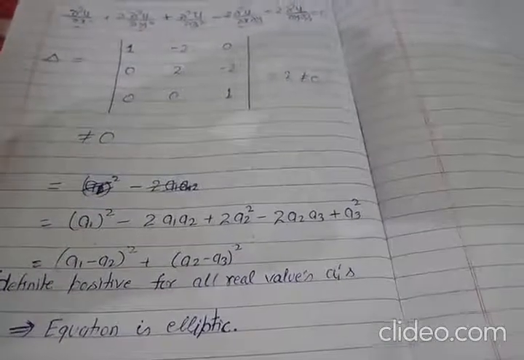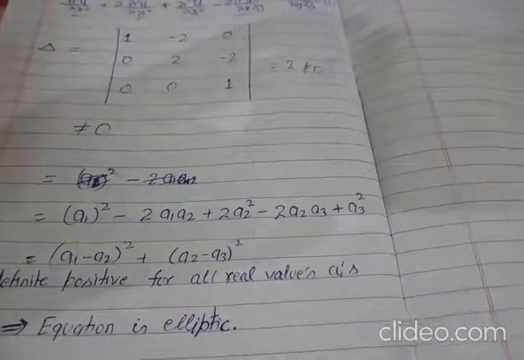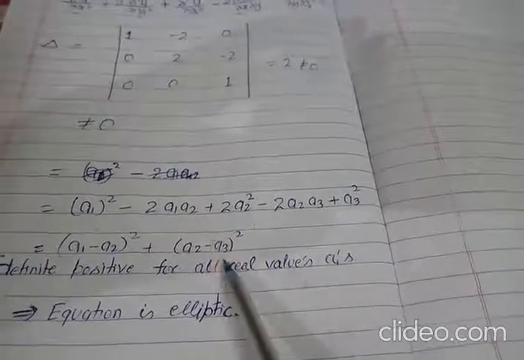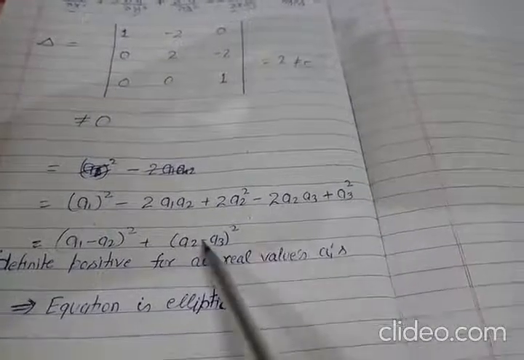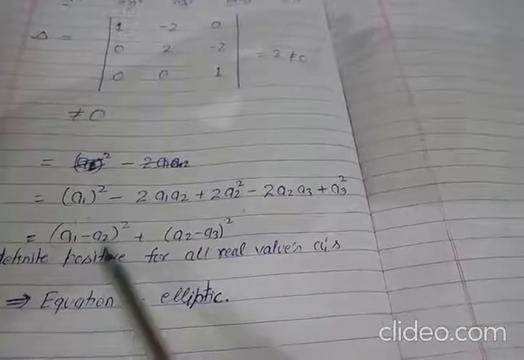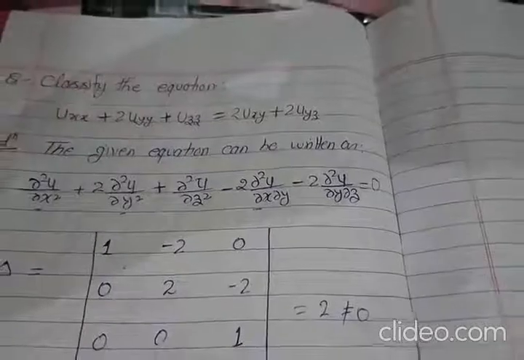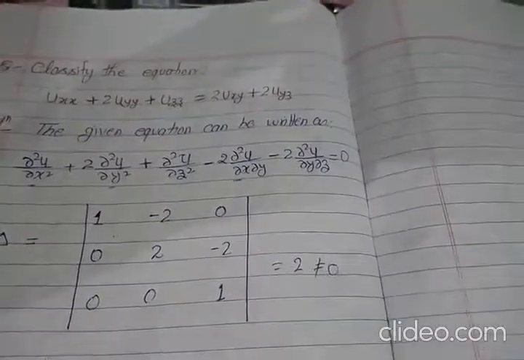So the nature of the equation will be elliptic, which is described in case third, which fulfills the properties of case third. If we put all ai's equal to 0, then it will be 0, or if we give any value to the ai's, then it will be a perfect positive number. So the nature of the given equation will be elliptic.